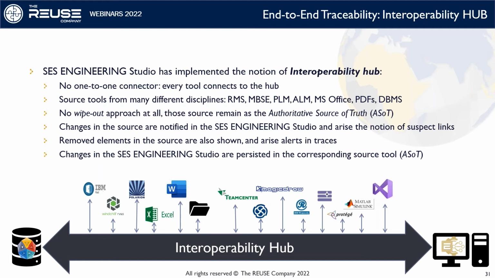Changes in the source are notified to the Engineering Studio users and give rise to the notion of suspect links. This is fully automatic. Removed elements in the sources are also notified and also raise alerts in the traces. And changes in the Engineering Studio are persisted in the corresponding source of truth, because we believe that this interoperability hub is the way to orchestrate the truth, but the truth is in the tools behind. So the truth in the requirements is still in your requirements management system. The truth in your models is still in your modeling tools. The truth in your simulation, or the truth in your code, right? We believe that the information has to remain there.